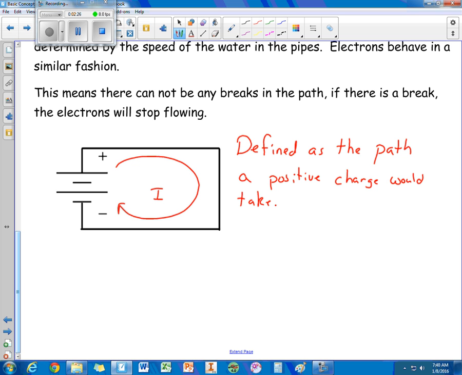So if we had a positive charge, it would be repelled by the positive end of the battery, and it would be attracted to the negative end of the battery. So current always leaves the positive terminal and enters the negative terminal. And if you think about that, that means it's opposite the direction that an electron would take.